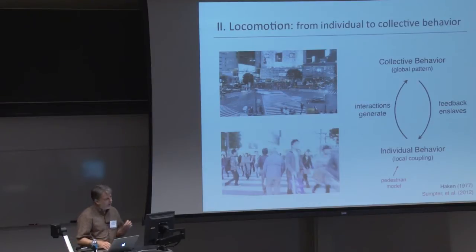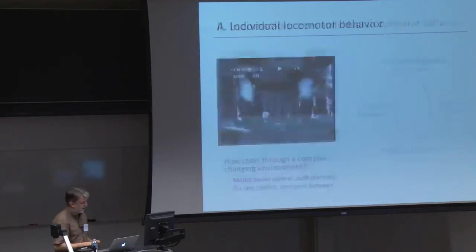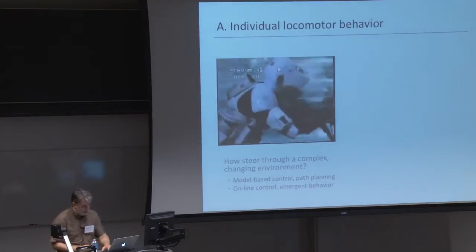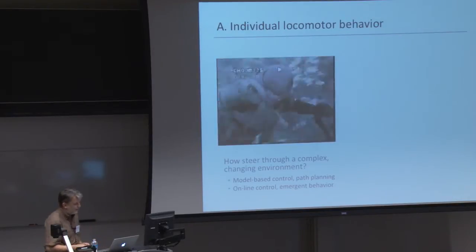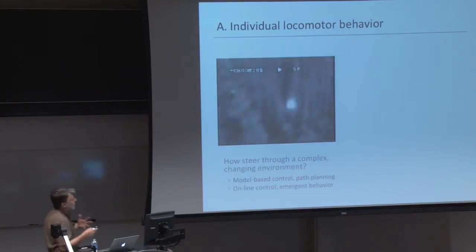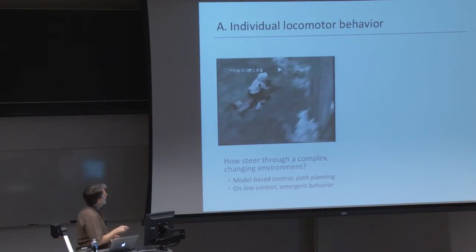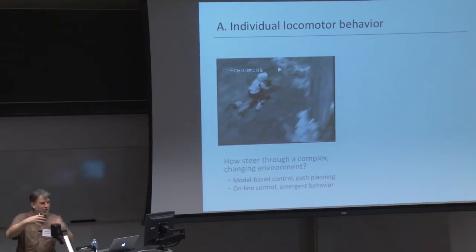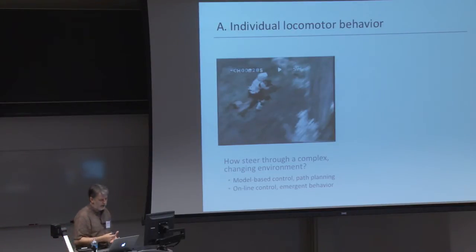And so that's what we're going to try to do, is build an empirical pedestrian model. So here's the problem from Lucas et al. 1977. How do you steer through a complex changing environment like this? So, what's happening here? Well, there are all these obstacles, this dense forest. There's a moving target. This guy's chasing another biker. And there are other moving obstacles. There are other bikers trying to intercept this guy. He's trying to evade them. So it's a really complicated dynamic situation.